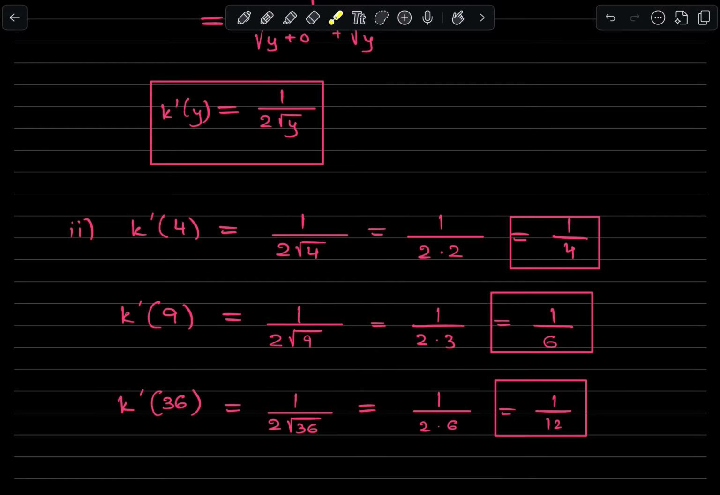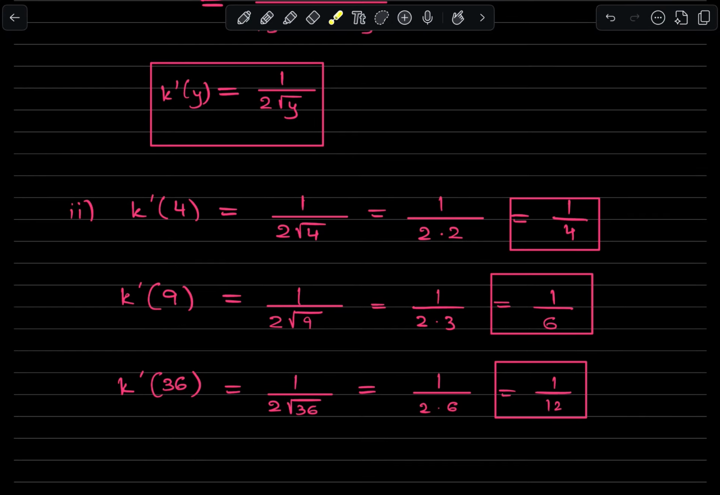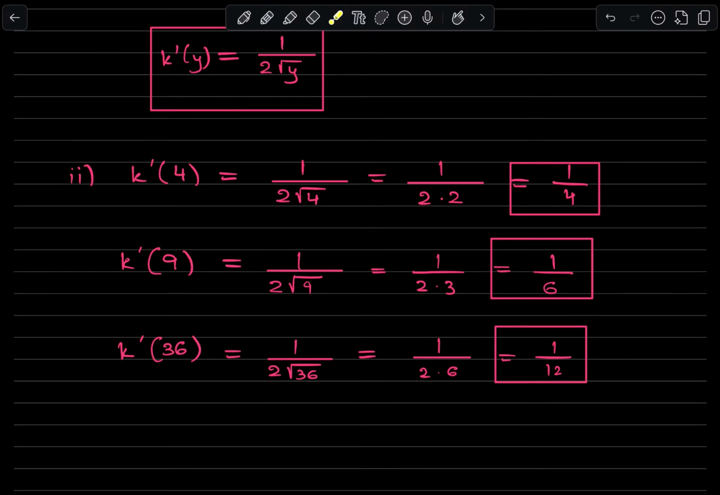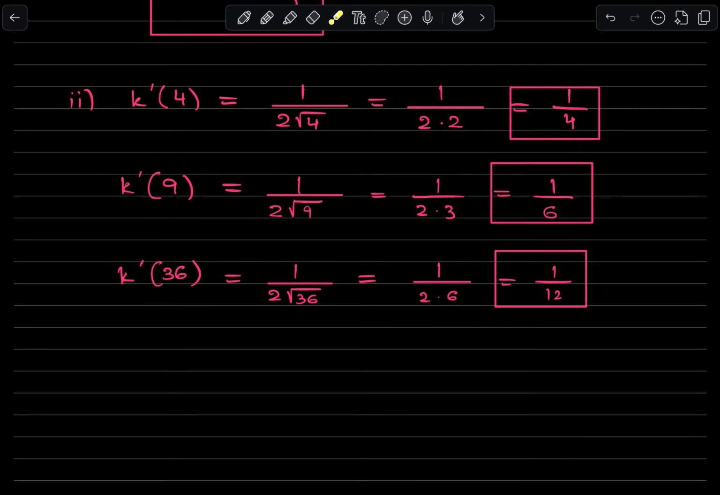So this general form is really useful if we want to plot it, if we want to go ahead and then find the derivative at any specific points. We can always just start with the general form of the derivative.